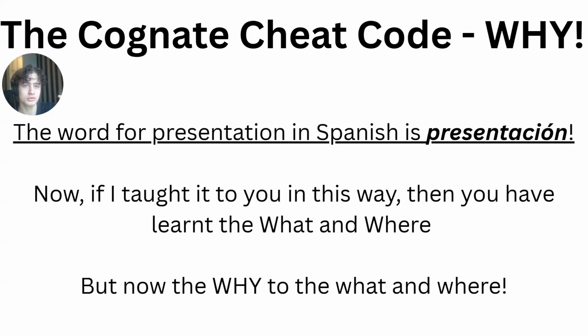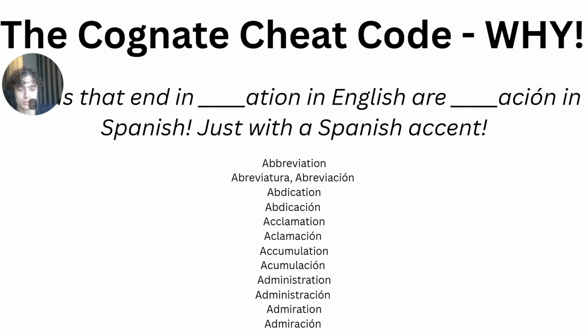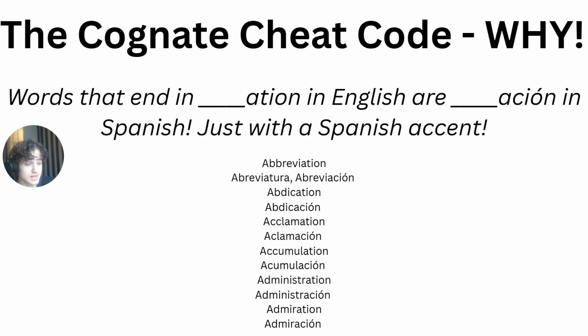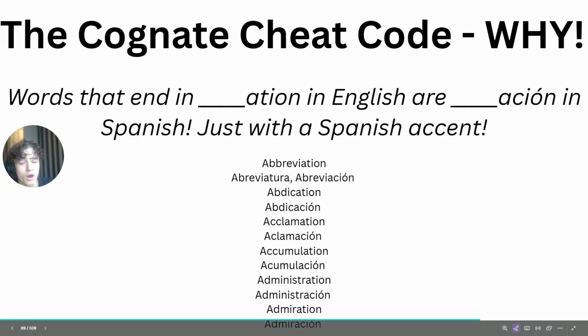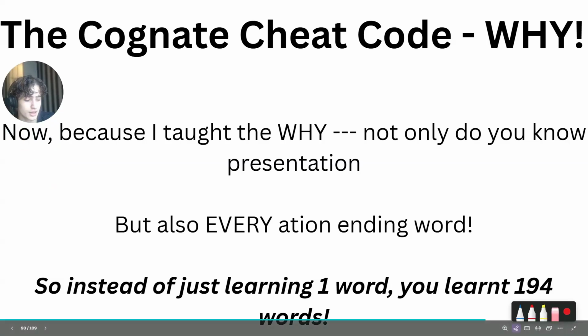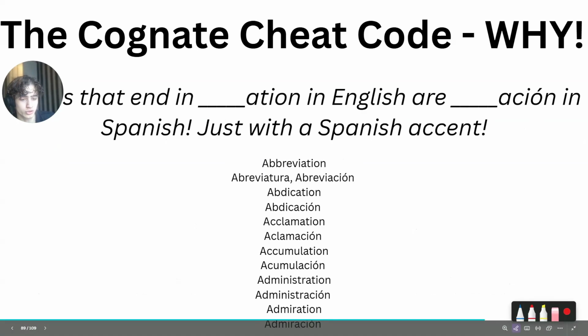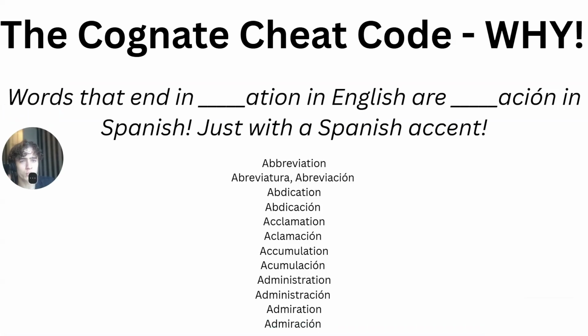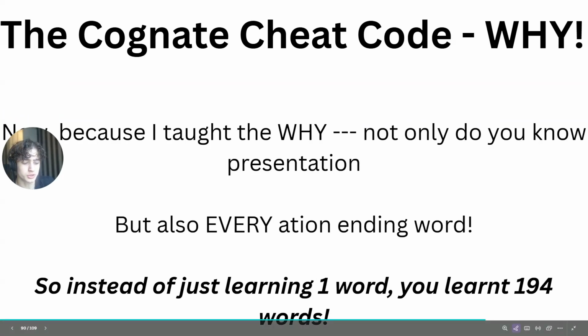You've learned the what and the where, basically. But if I taught you the rule that words that end in -ation in English are -ación in Spanish, just with a Spanish accent, right? With the Spanish vowels. The words don't even fit on the screen, right? Now you know 194 words in Spanish. Literally, you list them out, it's 194 words. And so would you rather learn one word or 194 words, right?